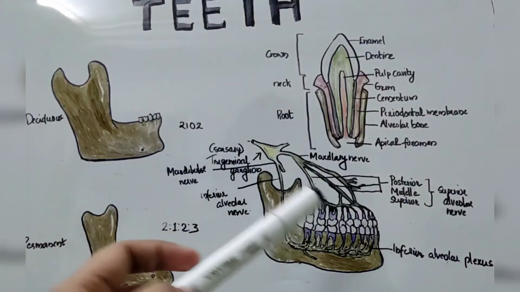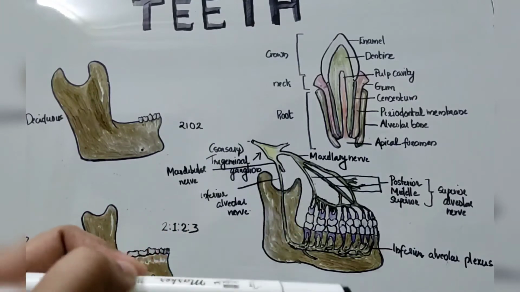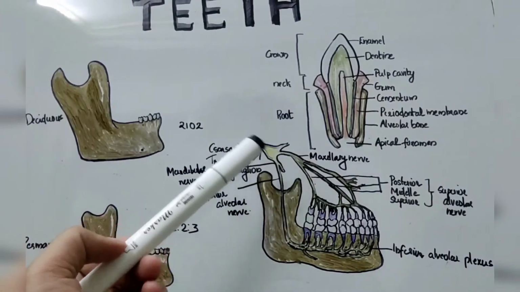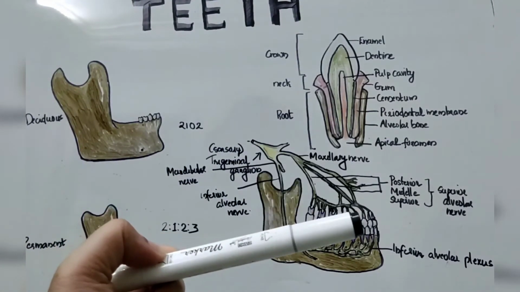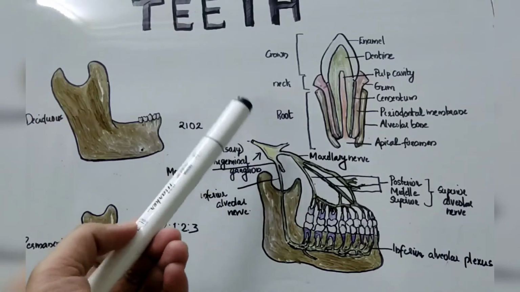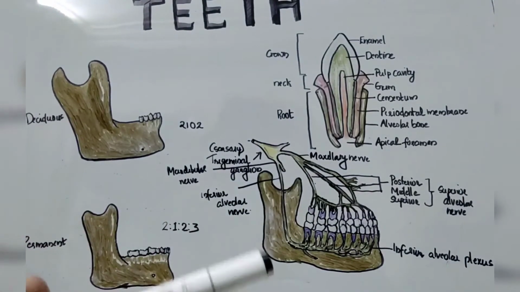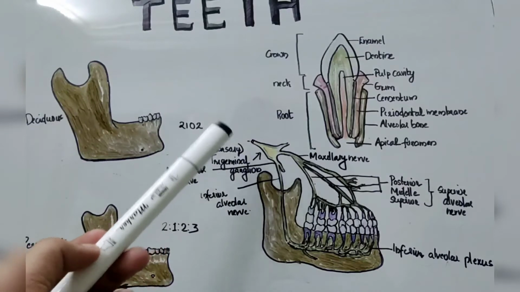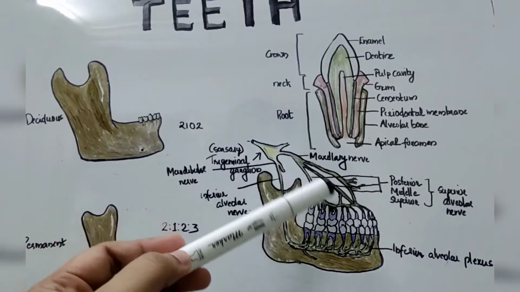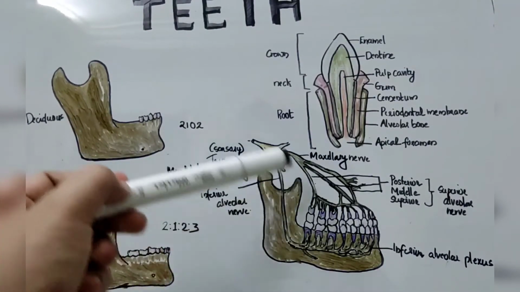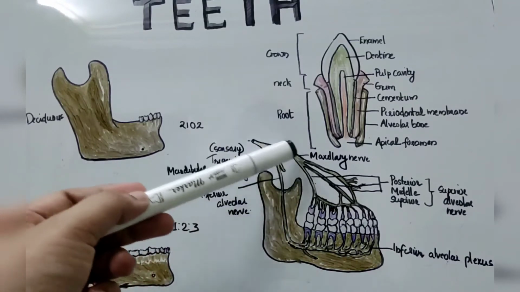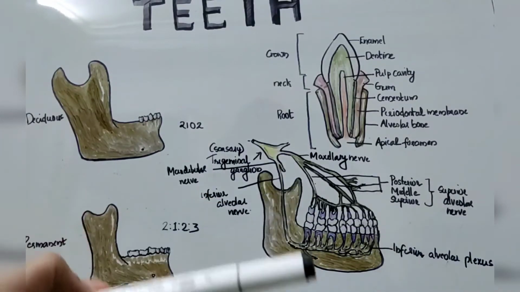Now we will discuss the nerve supply of the teeth. The nerve supply is from the trigeminal ganglion, which is sensory, and it divides into the mandibular nerve and the maxillary nerve. The mandibular nerve supplies the lower jaw, and the maxillary nerve supplies the upper jaw.